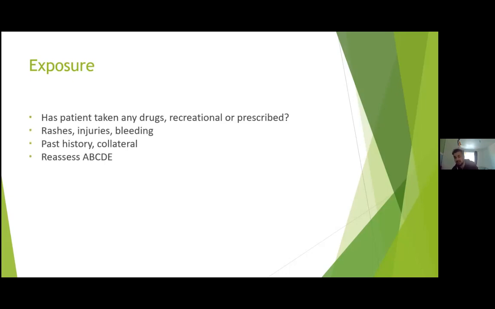Okay, so moving swiftly on to exposure. A couple of things here: look for any rashes, injuries, bleeding. Have a quick look at the history, past medical history. Even if the patient is confused, you can take a collateral history. Find out what they're already taking in terms of medications, whether they have taken any drugs, and check their body for any injuries, rashes, bruising.